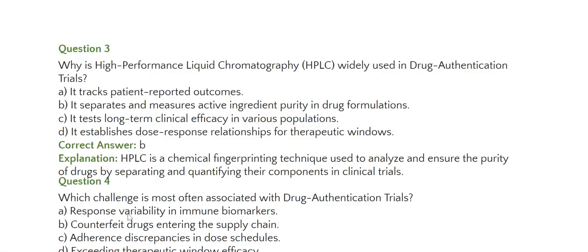Is it A, response variability in immune biomarkers, B, counterfeit drugs entering the supply chain, C, adherence discrepancies in dose schedules, or D, exceeding therapeutic window efficacy? So definitely it's B, counterfeit drugs entering the supply chain, as B is the answer. It is the challenge most often associated with drug authentication trials. One of the key challenges of drug authentication trials is combating counterfeit drugs, which infiltrate supply chains and require advanced methods like RFID tags or spectroscopic tools for detection.